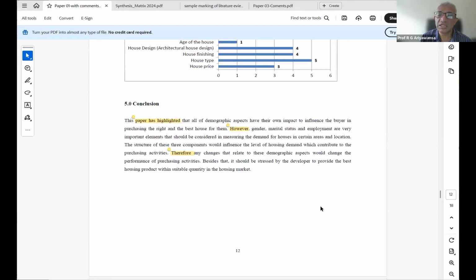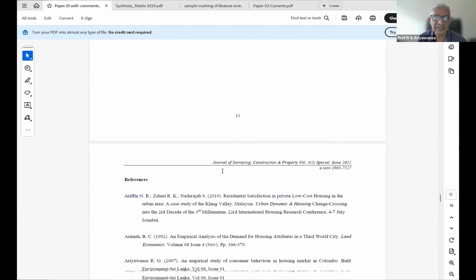However, in Colombo, another researcher has identified some others are important. So likewise, you can identify two or more different researchers have different opinions based on their studies. And what you can do is, you can compare, contrast and prioritize this and identify some gaps. That is what you have to do, right? Finally, they are giving their argument, their opinion, the researcher's opinion. Therefore, any changes that relate to these, they provide their opinions. That is the conclusion.